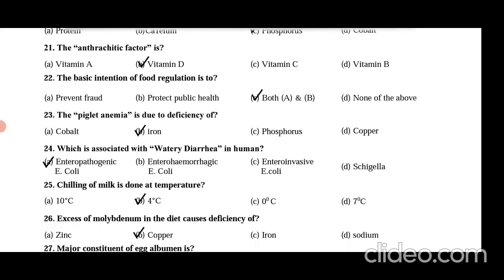Excess of molybdenum in diet causes deficiency of copper. The more the molybdenum, the less the copper, so there should be a ratio between molybdenum and copper so that excess molybdenum cannot decrease the concentration of copper.